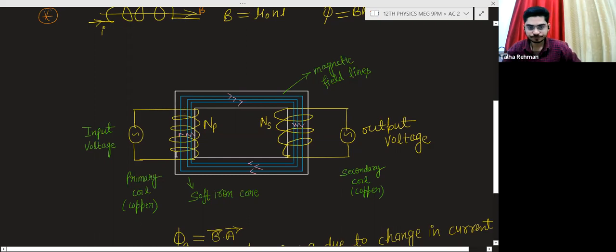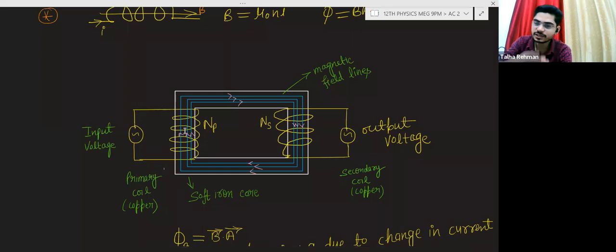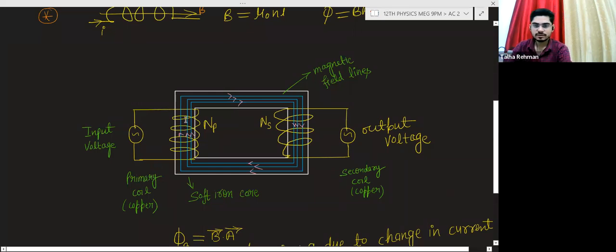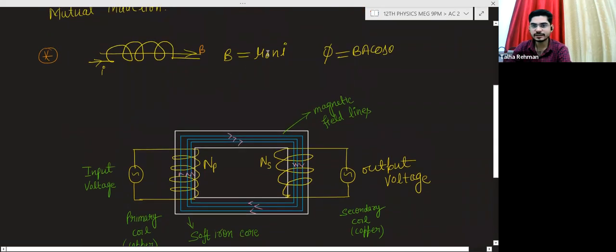Okay, so we know that this is the alternating source. This is the alternating voltage source, or you can say it will provide this winding an alternating current. And I have told you alternating current is changing with time, means in this coil the current is changing. If the current in the coil is changing, then the magnetic field in the coil is changing.